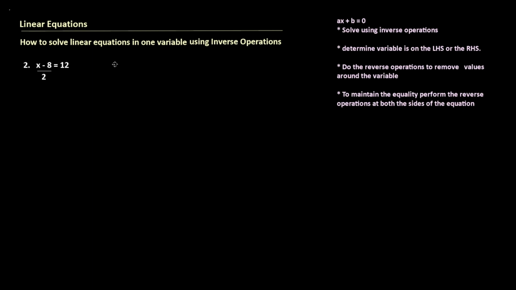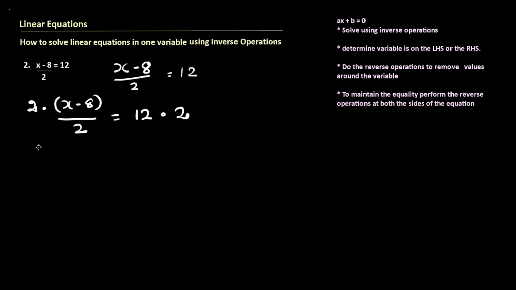In the second example, (x minus 8) divided by 2 equals 12. In this example, we are going to eliminate the 2 first. Since it's divided by 2, we are going to perform a multiplication. So let's multiply the equation by 2, (x minus 8) by 2. You have to do the same operation on the right hand side of the equation too.